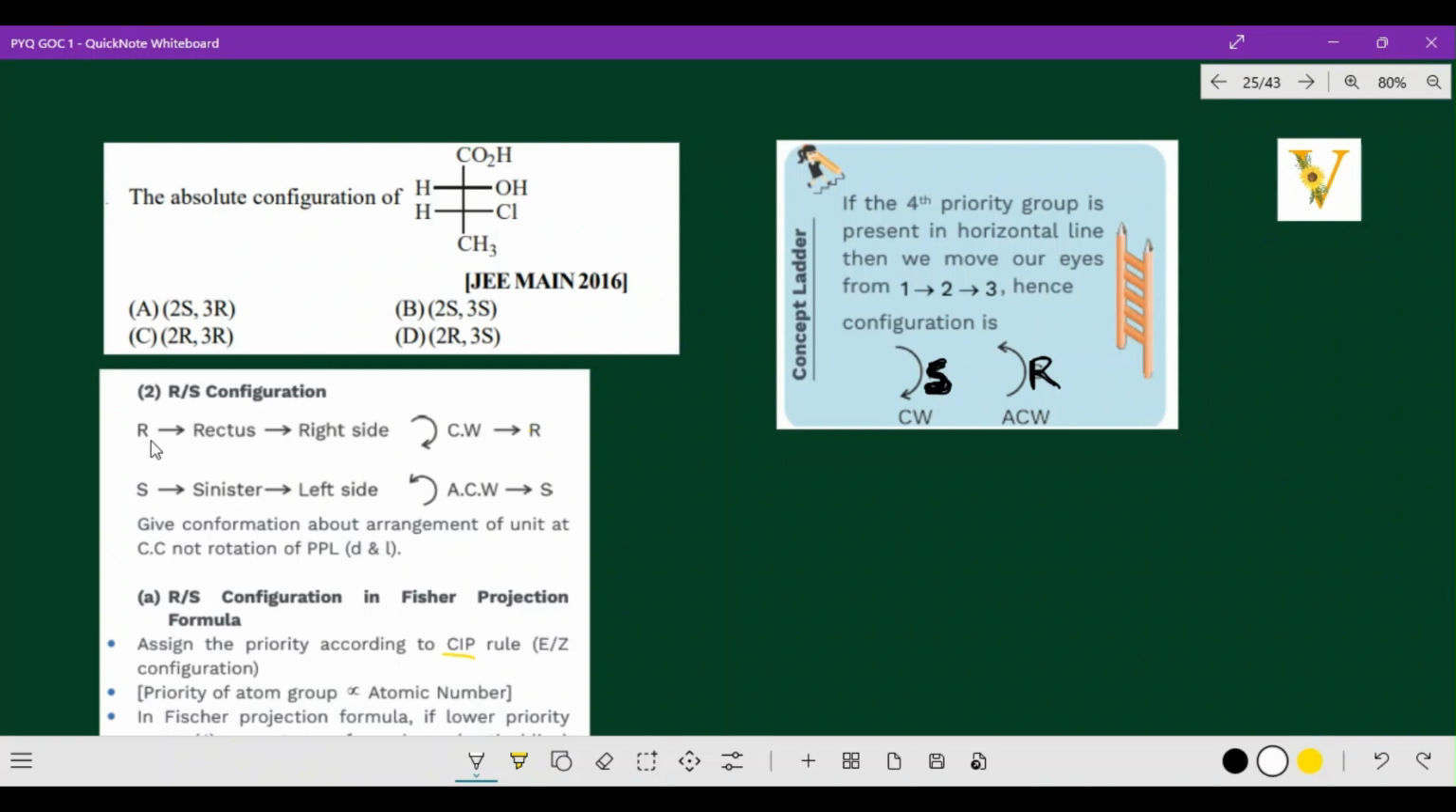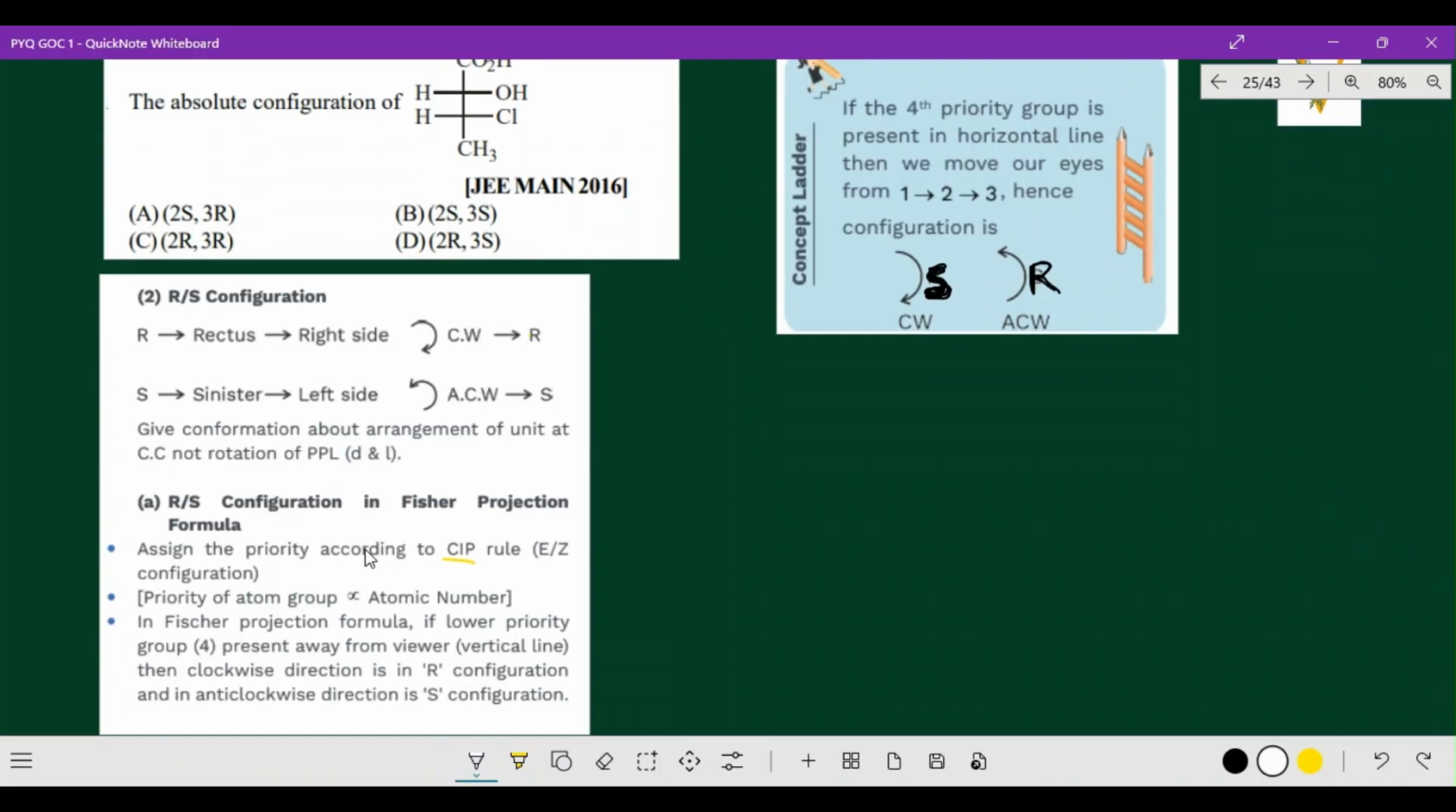RS configuration: R means rectus, right side, clockwise; in the same way S means sinister, left side, anti-clockwise. It gives confirmation about the arrangement of groups at the chiral center, not the rotation of plane polarized light, which is D and L configuration, small d and l.